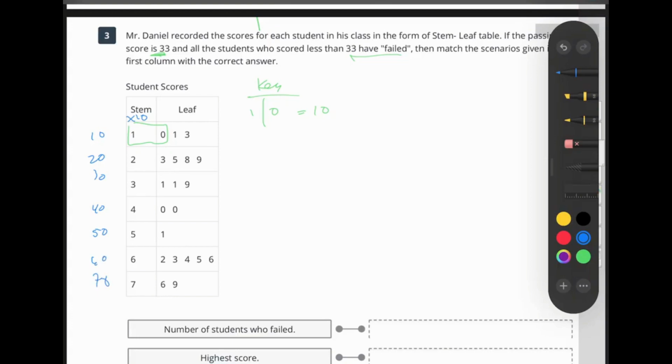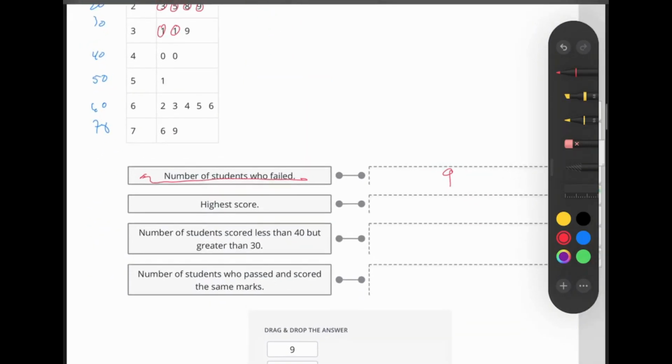Okay. So question: what is the number of students who failed? We need a number less than 33. So I'm just going to count 1, 2, 3, 4, 5, 6, 7, 8, 9. 9 students who failed. And we have choices right there. Okay. What is the highest score? That would be a 79.